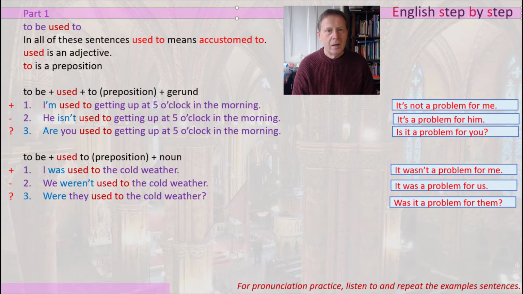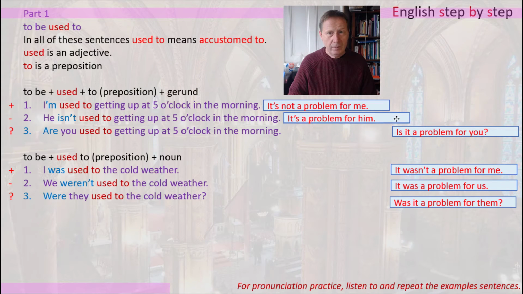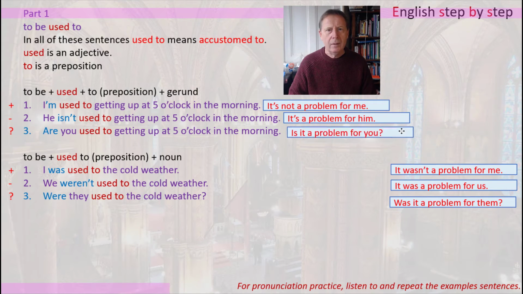So let's just think a little bit more about the meaning of these sentences. Number 1, I'm used to getting up at 5 o'clock in the morning. That means it's not a problem for me. Number 2, he isn't used to getting up at 5 o'clock in the morning. That means it's a problem for him. Number 3, are you used to getting up at 5 o'clock in the morning? Well, the question is, is it a problem for you? Is getting up at 5 o'clock a problem for you?